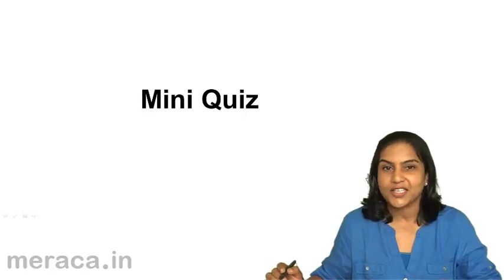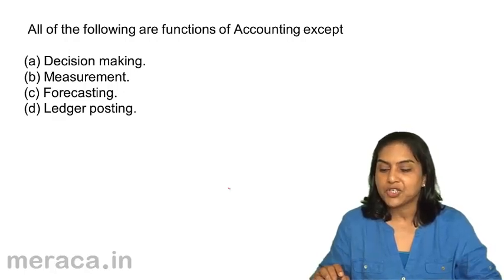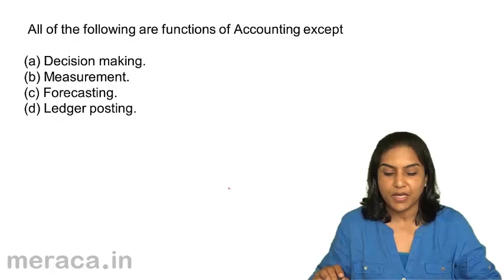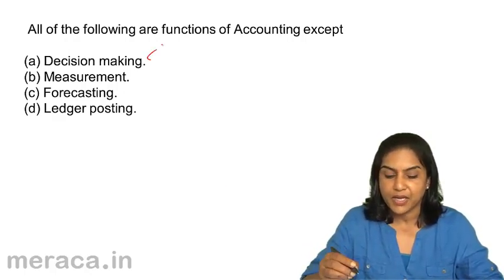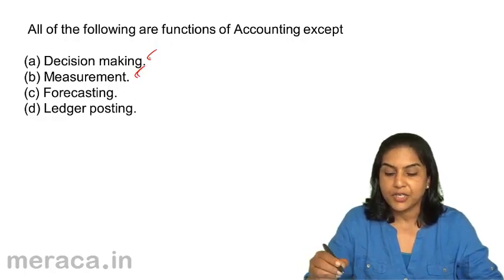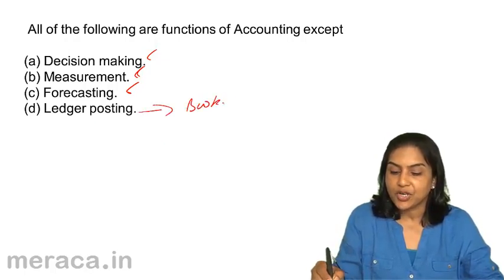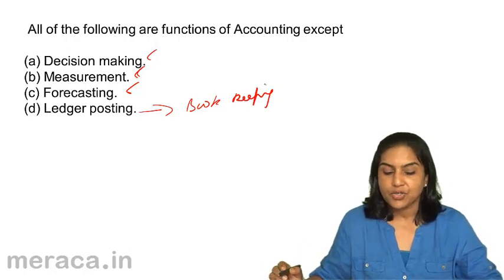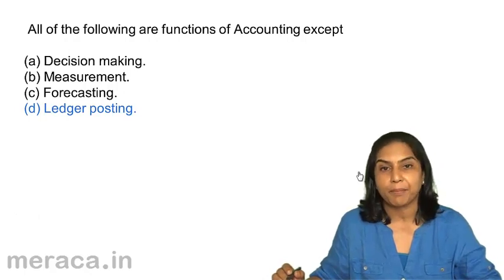A short quiz to test our understanding so far. All of the following are functions of accounting except: A, decision making; B, measurement; C, forecasting; and D, ledger posting. So what is not a function? Accounting is supposed to help in decision making. Accounting is a measurement discipline. It aids in forecasting. But ledger posting is actually a function of bookkeeping and not accounting. So the correct answer should be D.